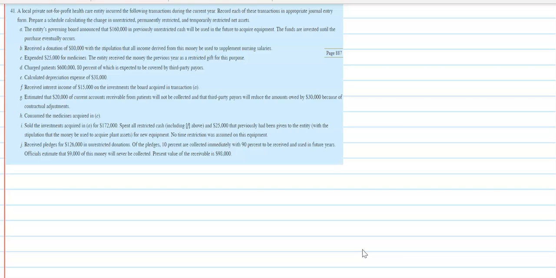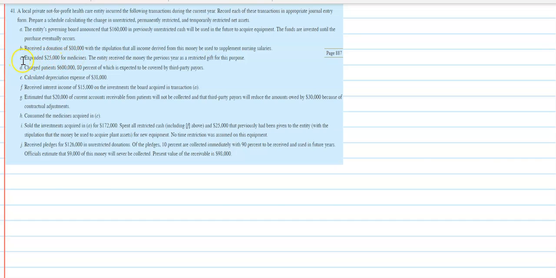So last Saturday we went over this problem and we completed up to entry number G. So now I will go over the remaining three entries. Number H, they consume the medical supplies acquired in C. So they actually bought some medicines.